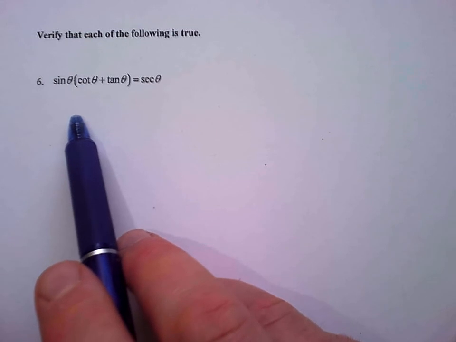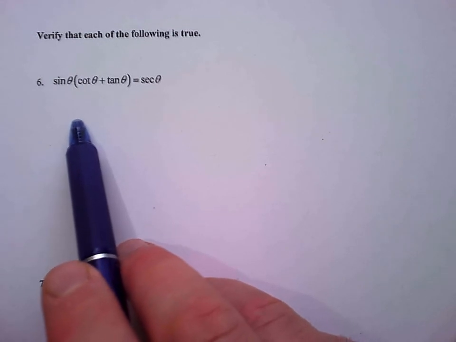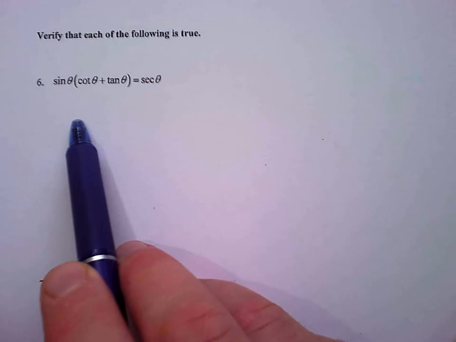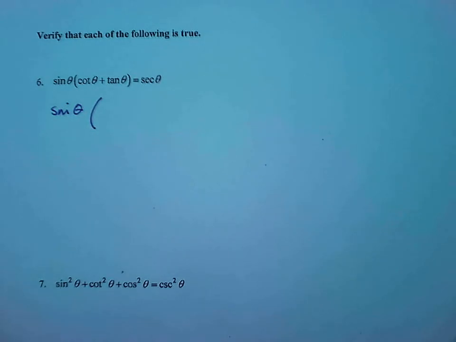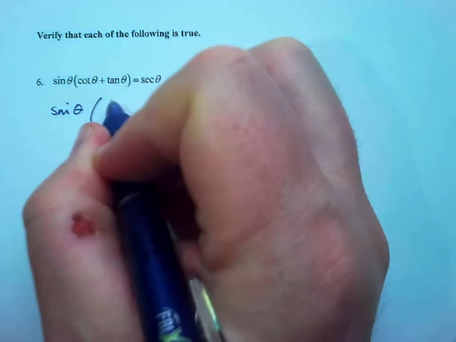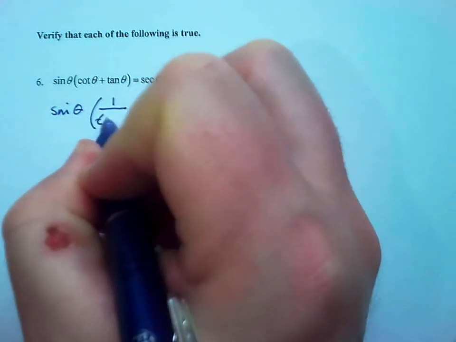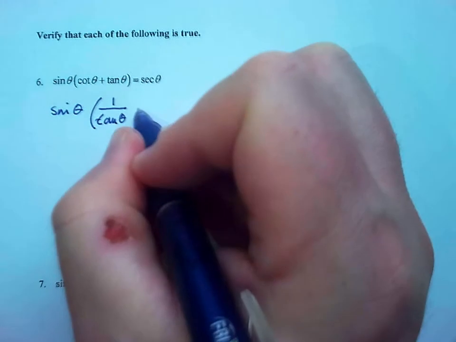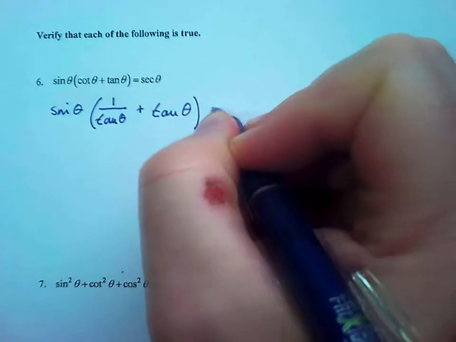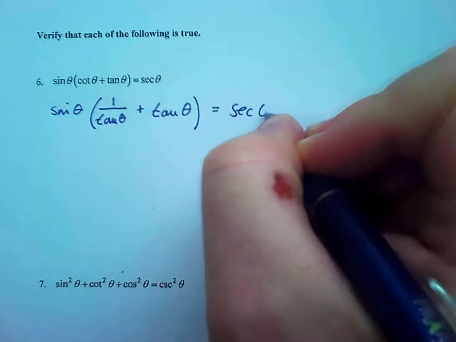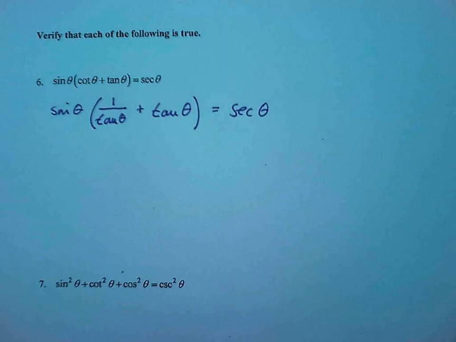And it will in this example right here for number 6. So obviously the left-hand side is a more complicated looking side. So let's see what we can do with this thing here. On the outside of our parentheses, we have sine. Then we know that the cotangent is simply just 1 over the tangent of theta plus the tangent of theta. And this is then still going to be equal to secant of theta. I'm not doing anything to the right-hand side of the equation yet.